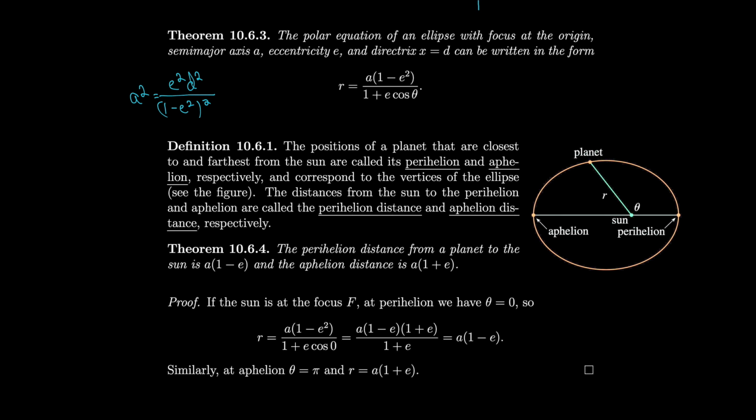So we just take a look at our equation, a times (1 minus e squared) over (1 plus e times the cosine theta), but we plug in theta equals 0, because that's where perihelion would be. And when we plug in theta equals 0, we just get 1 plus e in the bottom, so that cancels with one of the 1 plus e's on top, and we end up with r equals a times (1 minus e). If we plug in theta equals pi, then we get the aphelion, and in that case the 1 minus e will cancel and just leave you with 1 plus e.